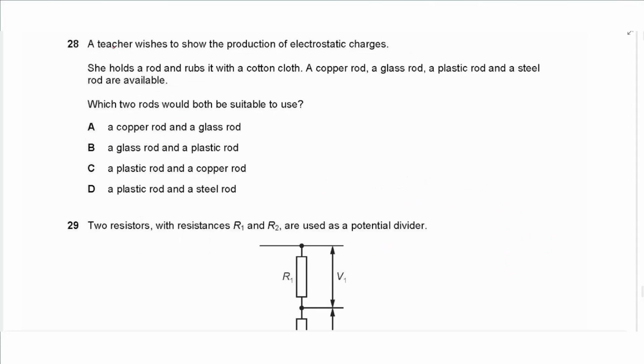Question 28 says, a teacher wishes to show the production of electrostatic charges. She holds a rod and rubs it with a cotton cloth, a copper rod, a glass rod, a plastic rod, and a steel rod. Which two rods would both be suitable to use? We must use insulating materials, so not copper, not steel. So A, C, and D are rejected. Glass and plastic are both poor conductors, so the answer is B.